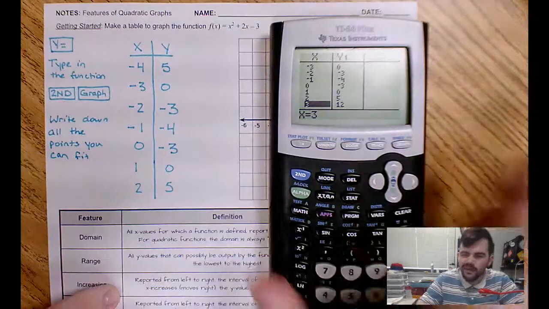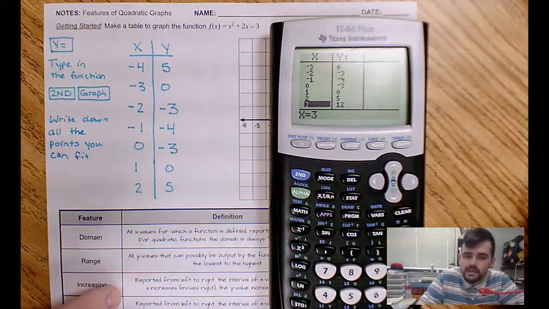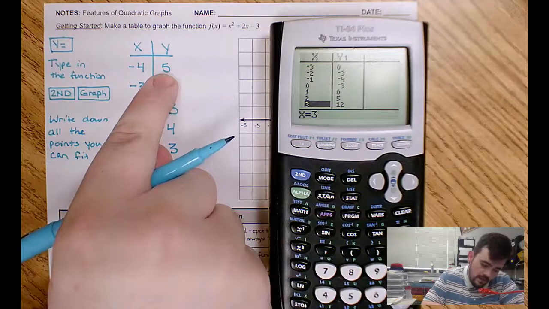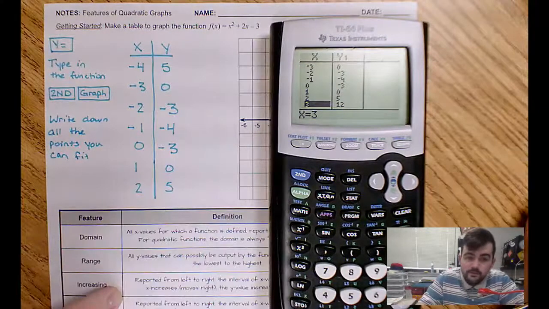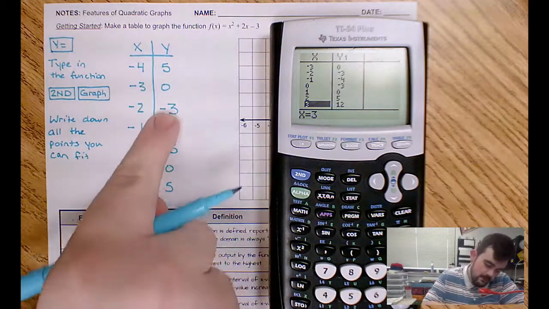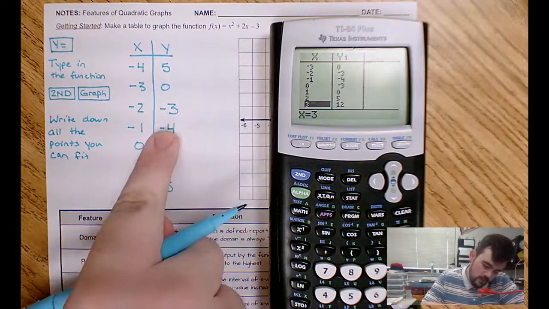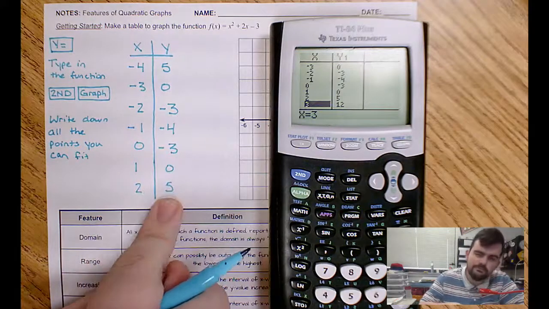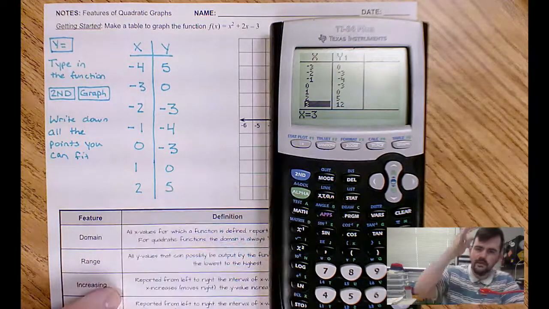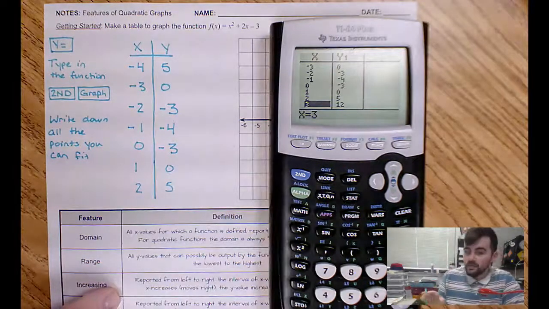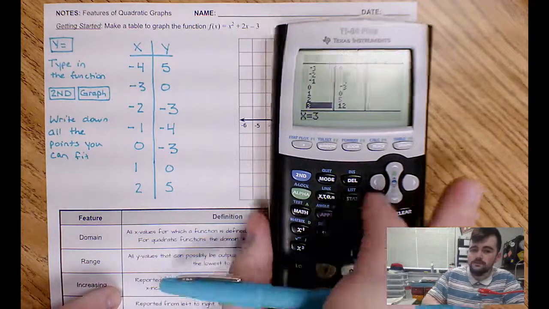Okay, think about how much time this just saved us. Instead of picking negative 4 and then somehow getting 5, and picking negative 3 and 0, I just got 7 beautiful points that I can plot. I want you to notice something interesting about these points. 5, 0, negative 3, negative 4, negative 3, 0, 5. The y values kind of repeated themselves. They went like that. And that's actually exactly how the graph goes too.